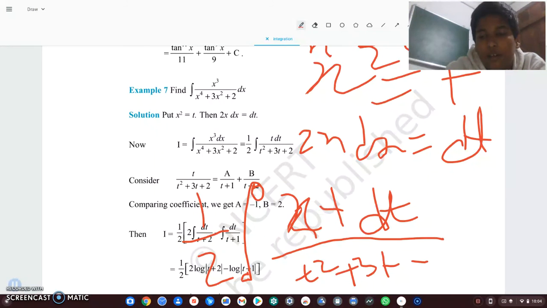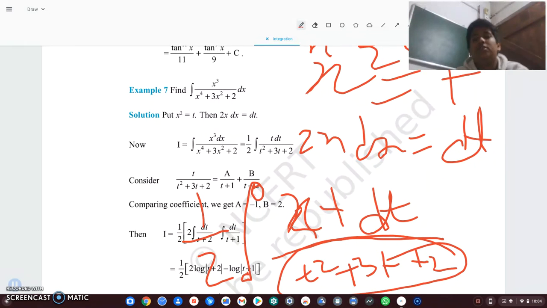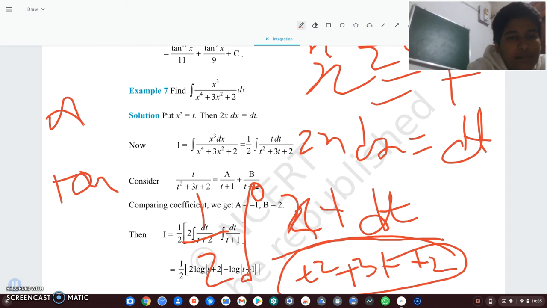Now this would be a splitting the middle term question. We can solve it: t square plus 3t plus 2 would be t plus 1 into t plus 2, as the product should be 2 and the sum should be 3, so 2 and 1. So directly t plus 1 and t plus 2, and then we are done: A upon t plus 1 plus B upon t plus 2.